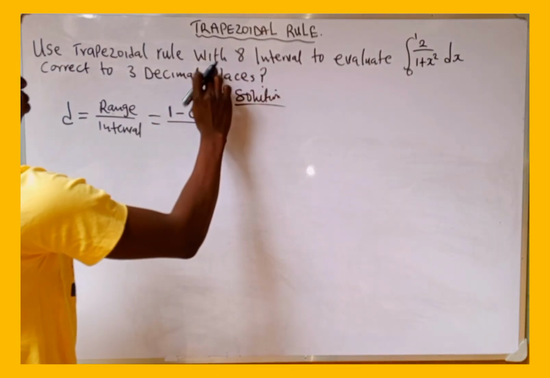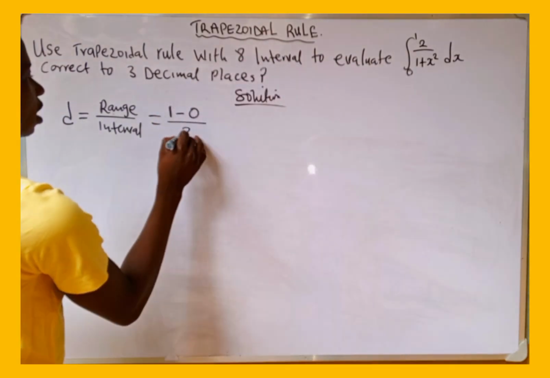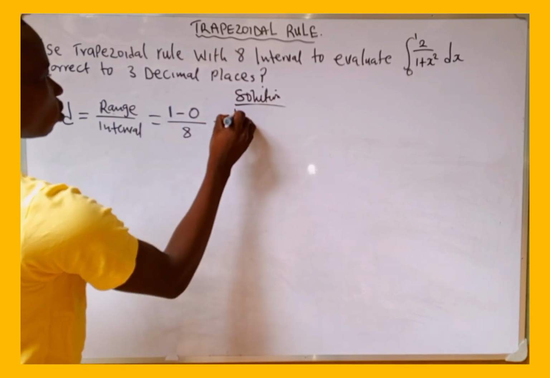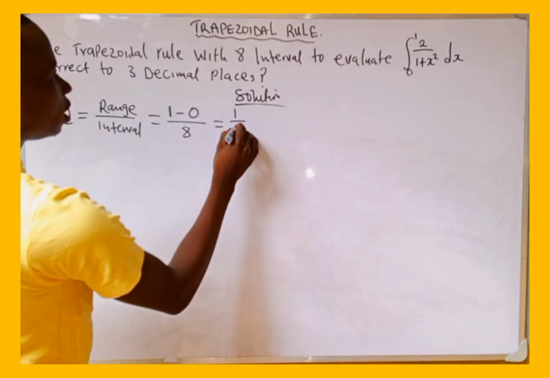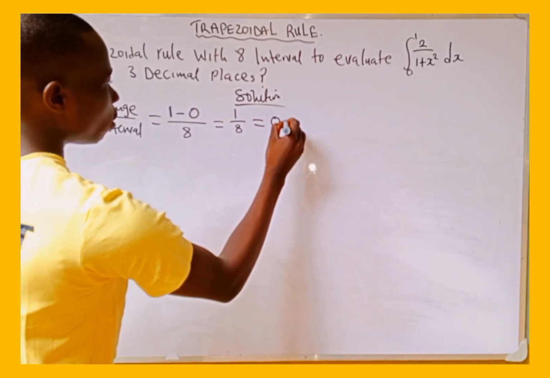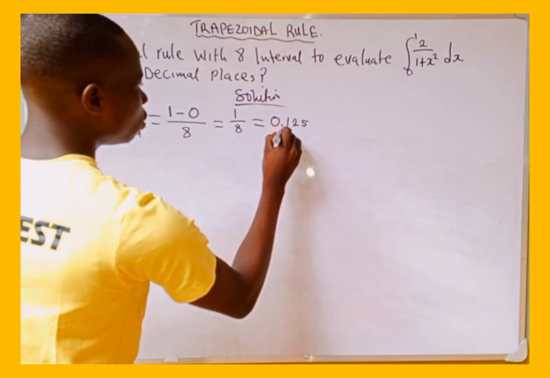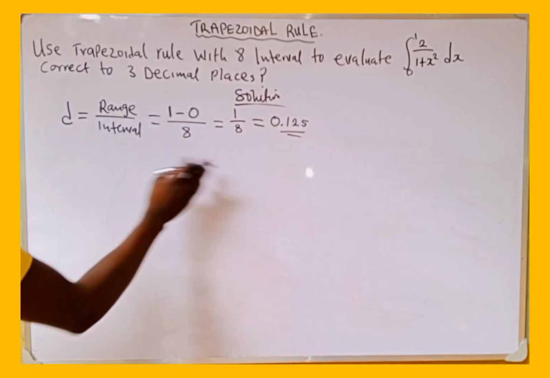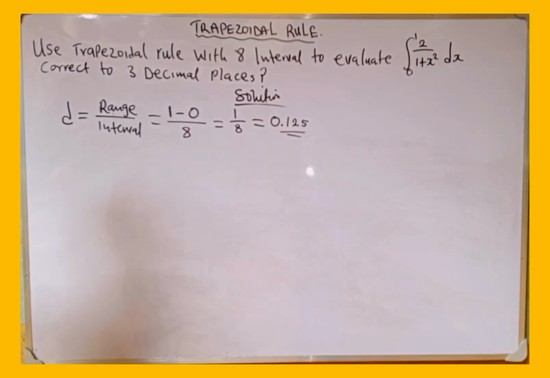The interval, from the question, is 8 intervals, so the interval is 8, which is equal to 1 minus 0, which is 1, then divided by 8, which is equal to what? 0.125. So this is the width of the interval, 0.125.